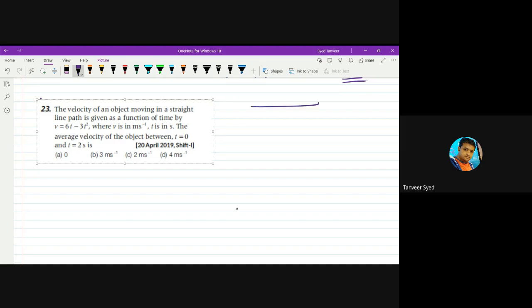Okay, right. So a body is traveling from t equal to 0 to t is equal to 2 with velocity given as a function of time. Then what is the average velocity? What is the basic definition or formula for average velocity? It is displacement by total time.